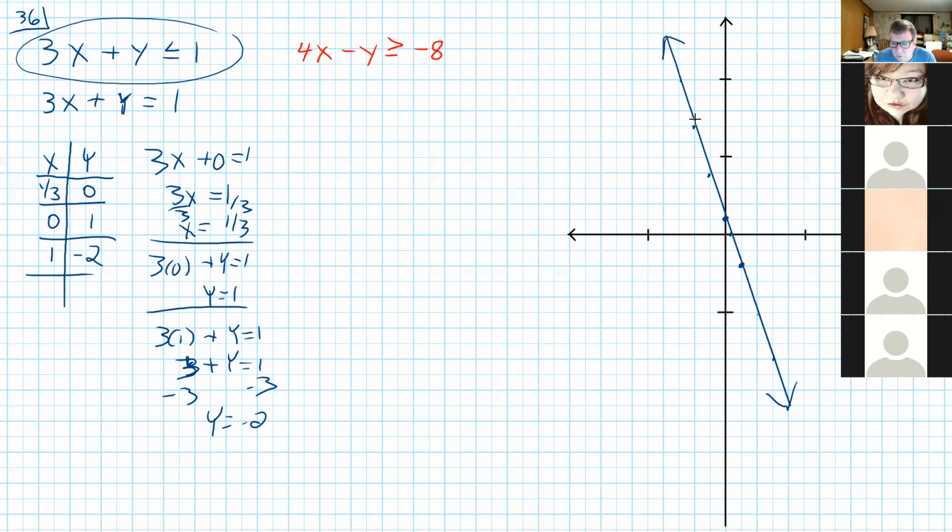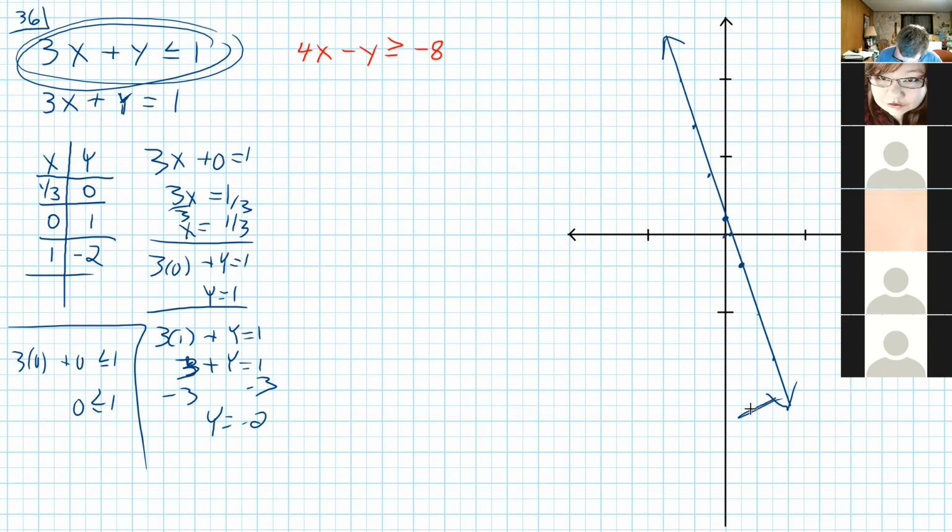Again, 0, 0 looks like a good test point. So I'm going to put 0, 0 in there, and I'm going to get 3 times 0 plus 0 less than or equal to 1. 0 is less than or equal to 1. So 0, 0 is part of the solution. So I'm going to graph below the blue line.